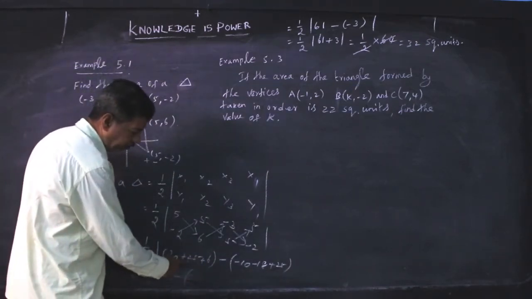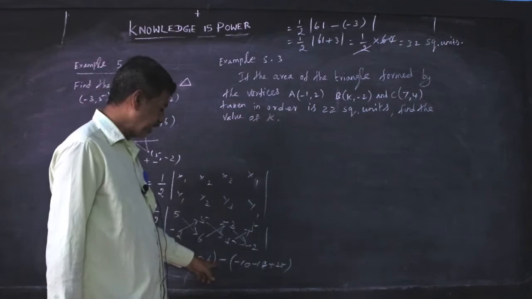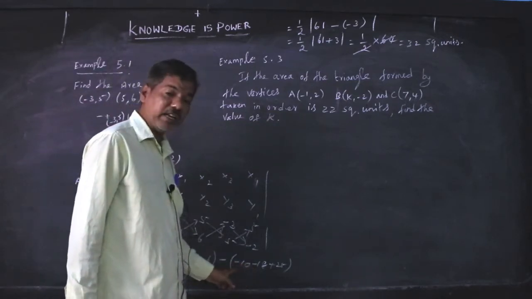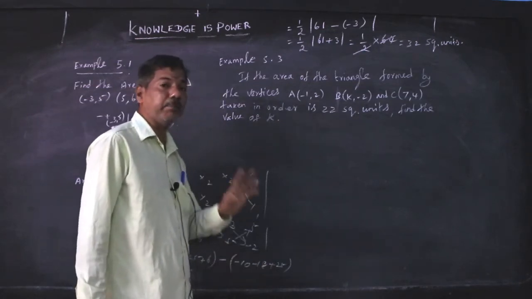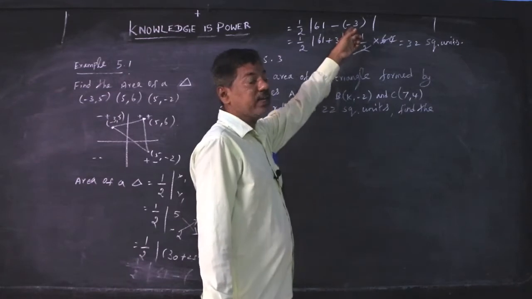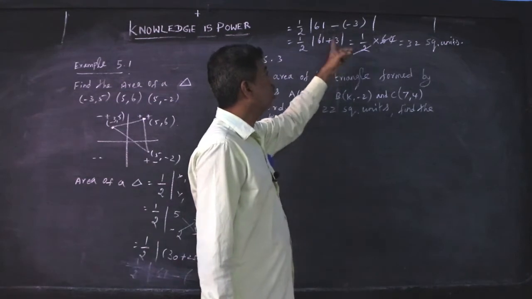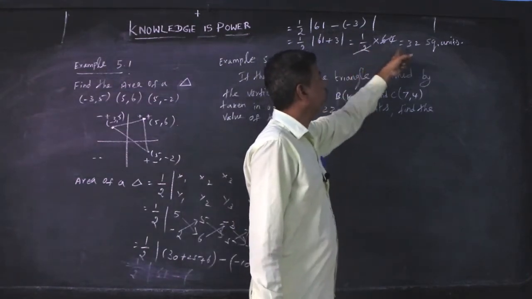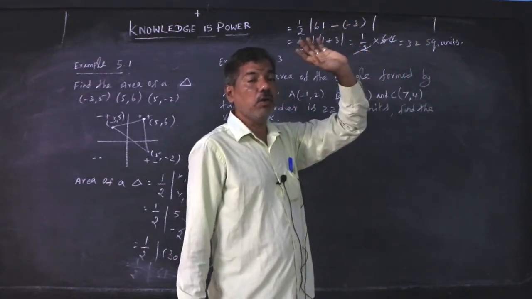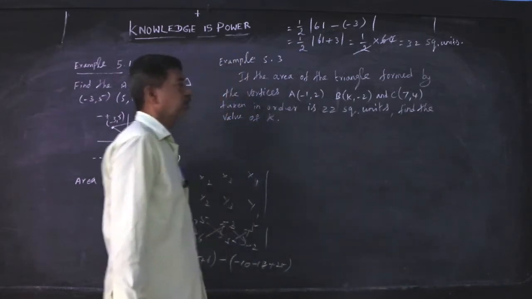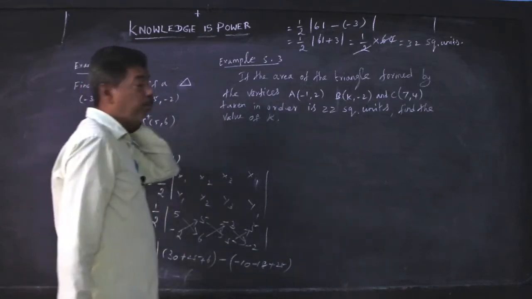30 plus 25, 55, 55 plus 6 will be 61, I have written here. Next, minus 10 minus 18 will be minus 28, minus 28 plus 25. When you calculate this, you will get minus 3. So this will be minus 3, minus into minus is plus, it will become a plus. 61 plus 3 equal to 64, half into 64 equal to 32. Since it is area, you have to write square units for all the sums. Clear? Now, next sum. Example 5.3.